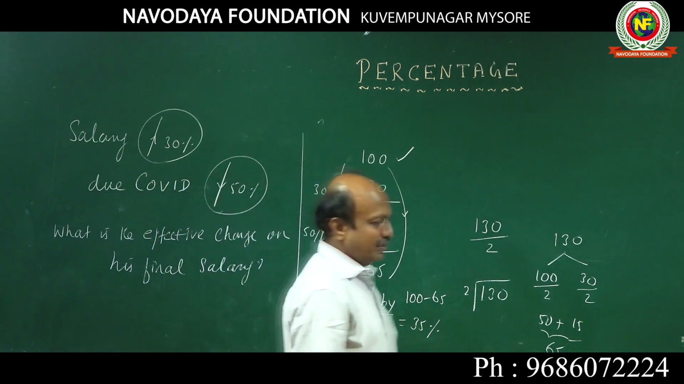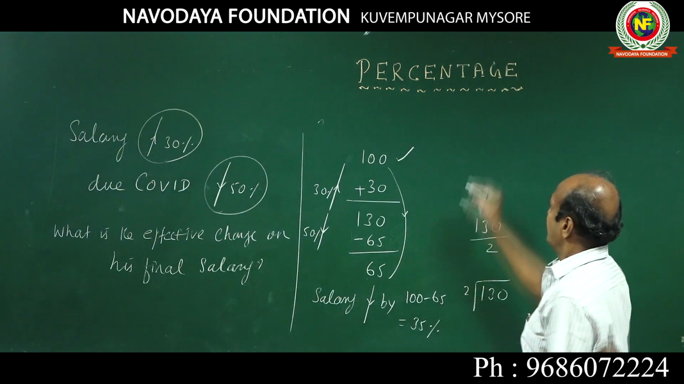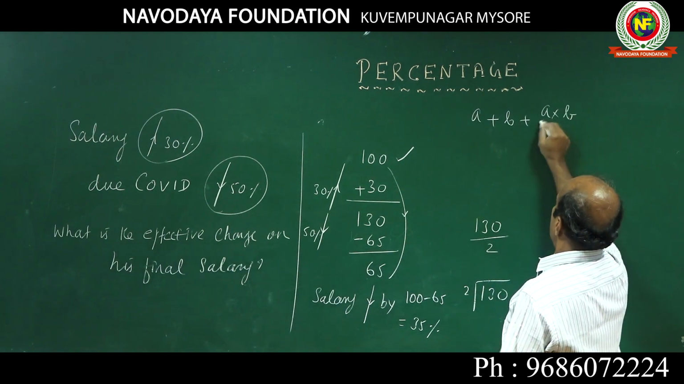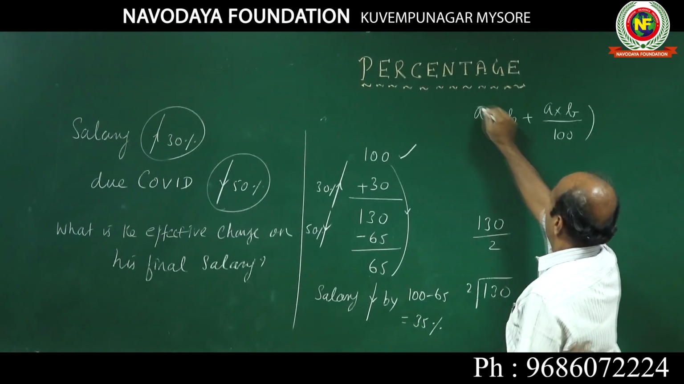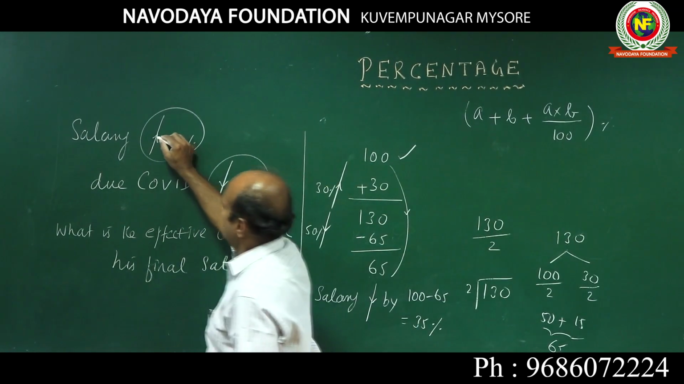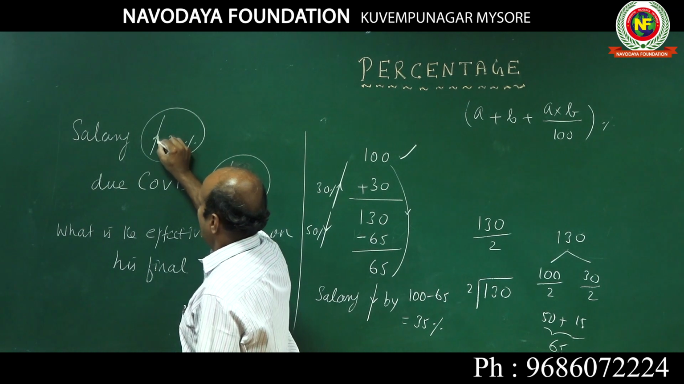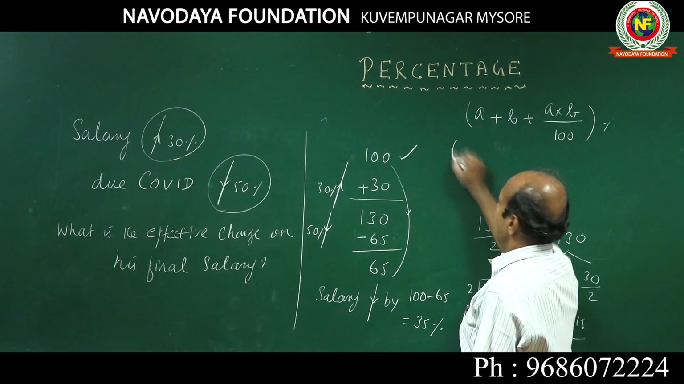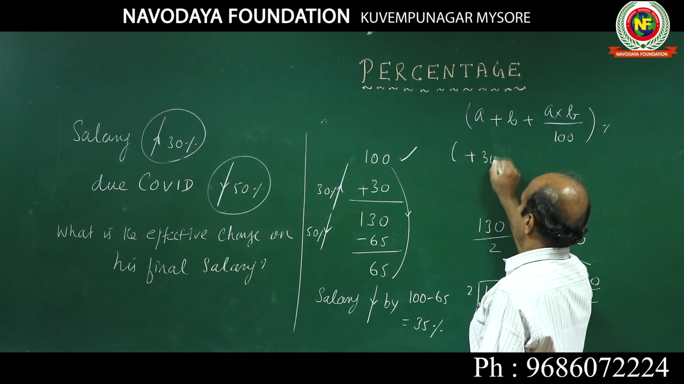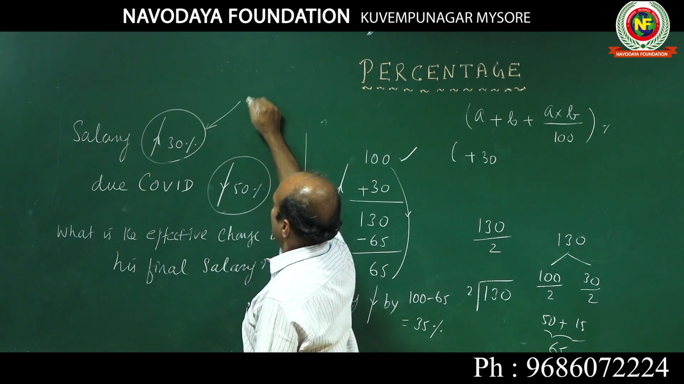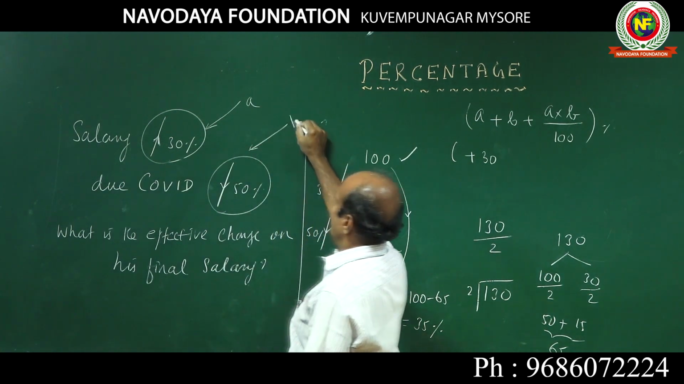What is that formula I have given? The formula is always handy, right? A plus B plus A into B by 100%. What is the value of A? Here look at this. What is the symbol I have mentioned? The symbol I have given is increase. If it is increase, what do you call? Positive. Right. How much is increase? Plus 30. Next, what happened? The second one. This is the value of A. This is the value of B.